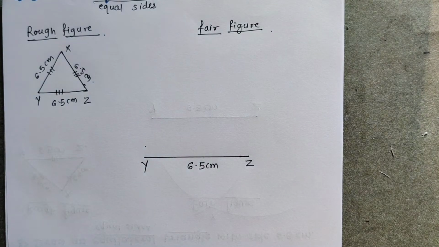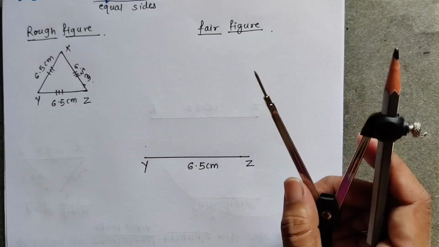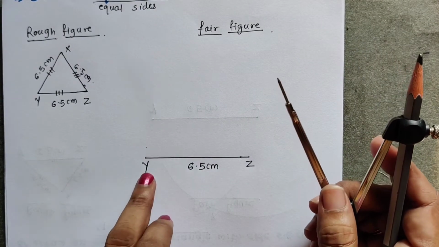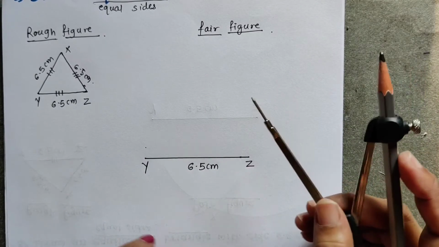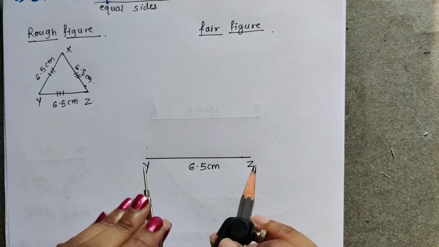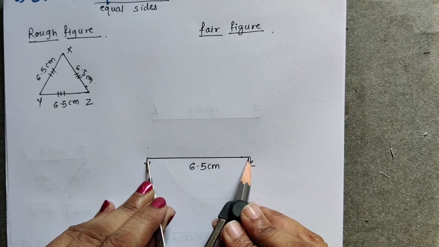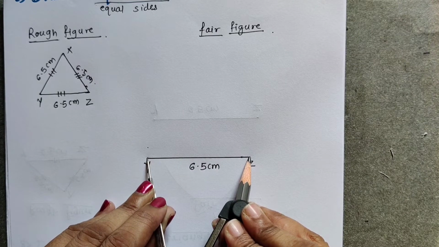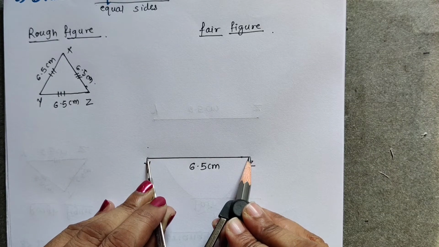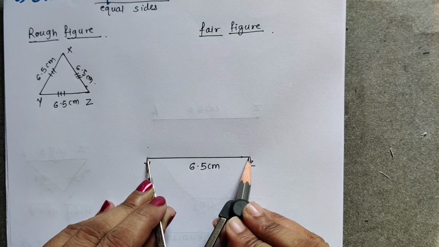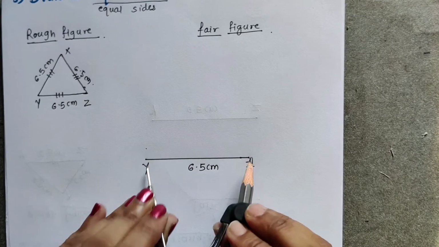That means both the distances are equal. As it is an equilateral triangle, the distances are equal. So we have to take the radius of 6.5 centimeter in our compass. As you all know, this base is also 6.5, so we can take the distance of 6.5 in the compass from this base side only. We don't require a scale now. Directly from the base side we can take the distance in our compass like this. So I have taken the radius of 6.5 centimeter in our compass.